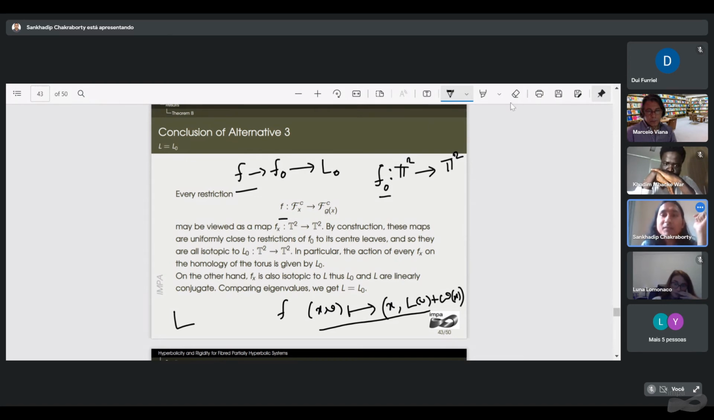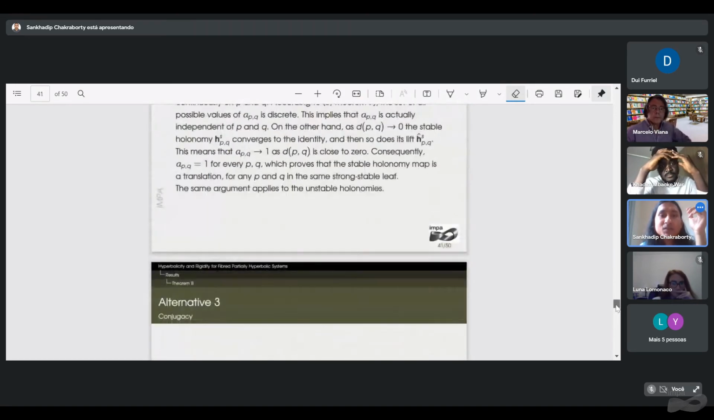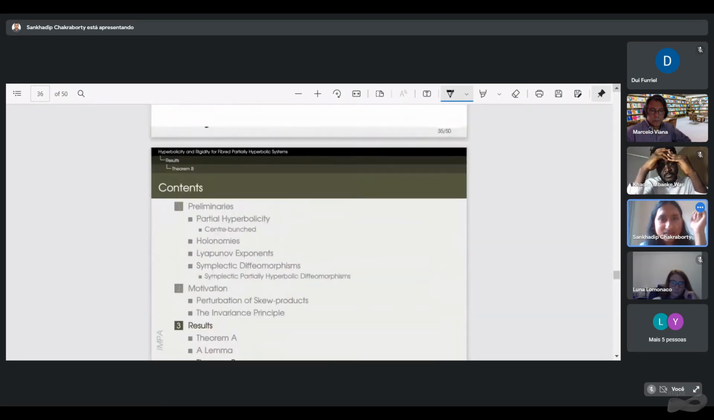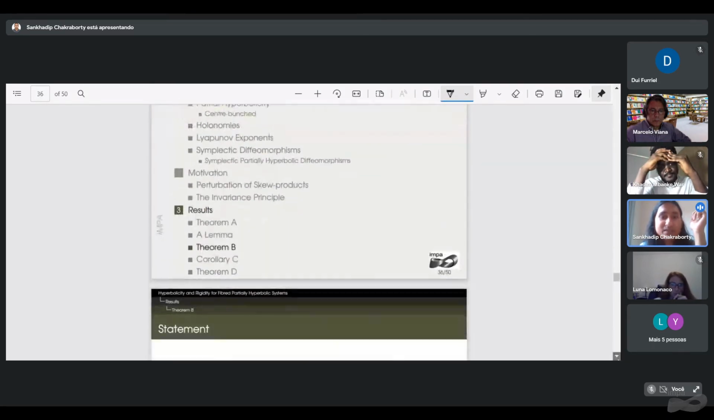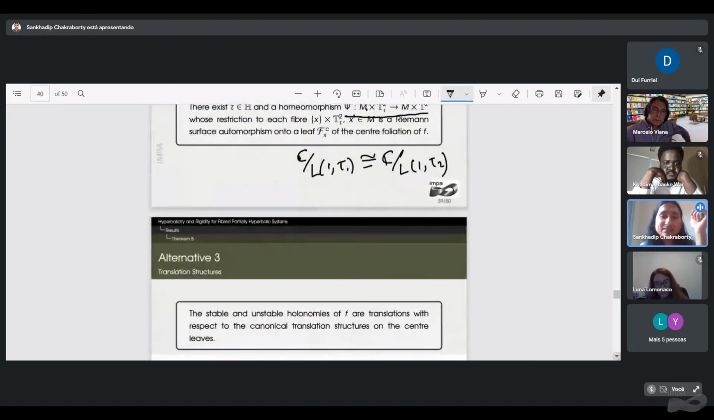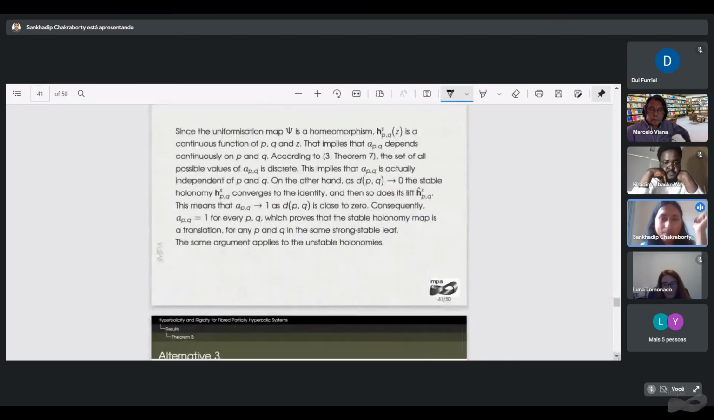So L and L naught must be linearly conjugate, and comparing eigenvalues, we have actually L equal to L naught, because there is something that I think I did not mention. This L naught here cannot be just anything, because L naught has to preserve the torus, and there are only a few options for L naught actually. And L naught is assumed to be elliptic as well. I think I didn't mention that. So there are not many options for L naught. Okay, so in that case, there's a rigidity as well. So once we get a conjugacy between L and L naught, that means they're the same.